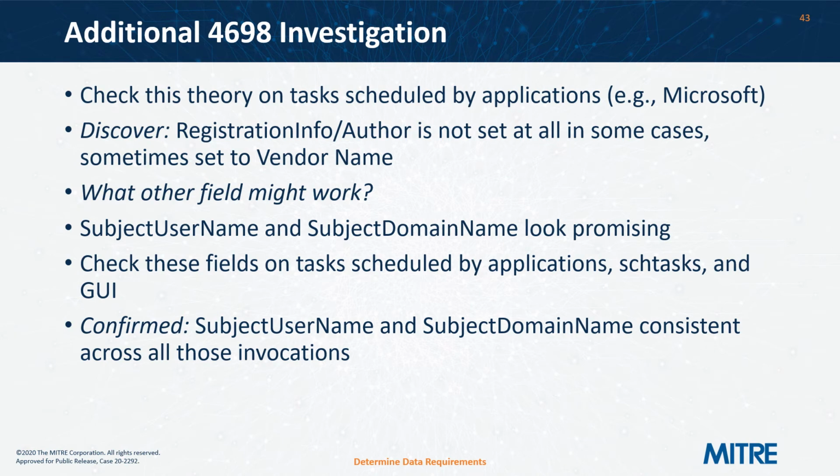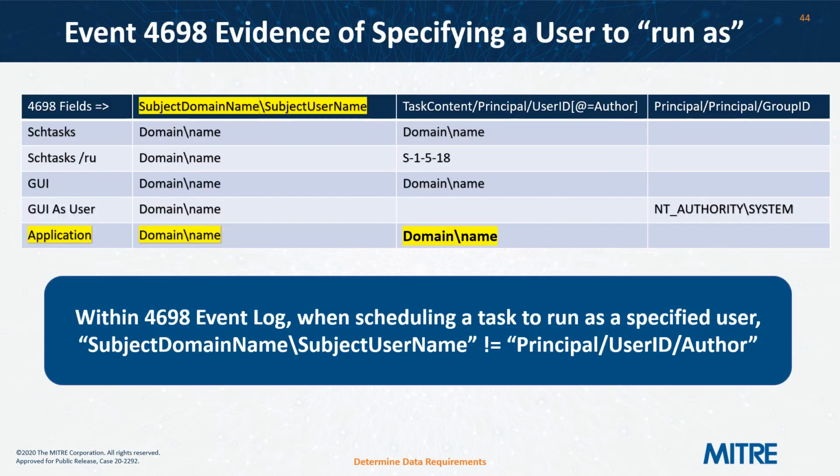Further investigation uncovers two other fields in the 4698 event called subject username and subject domain name, which seem to consistently represent the domain and user scheduling the task for our experimental implementations as well as the tasks scheduled by applications. Based on this further research into typical benign activity, we can update our abstract analytic again to focus on subject domain name and subject username being different from the author value within the principal XML element.